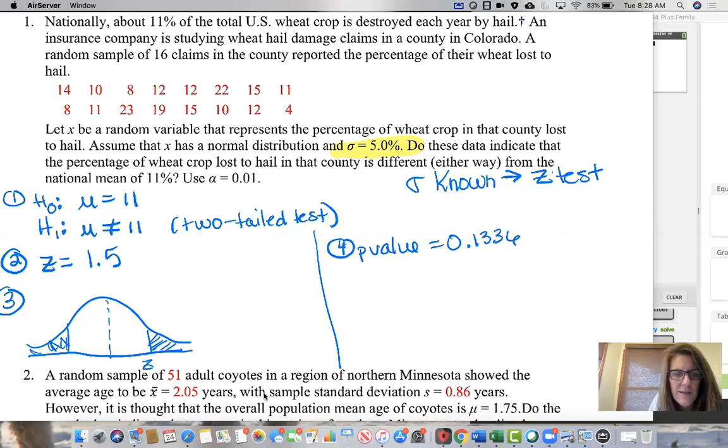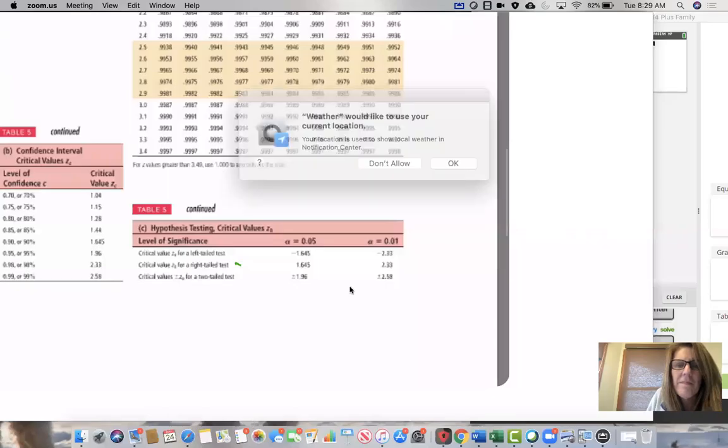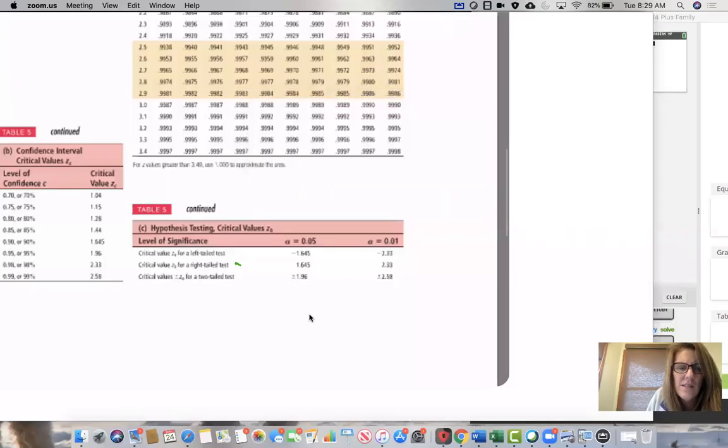We're going to go to the table. Okay, we're going to go to the table and look up, because we know alpha is 0.01, and this is a two-tailed test. Where those intersect, it's plus or minus 2.58. Okay?